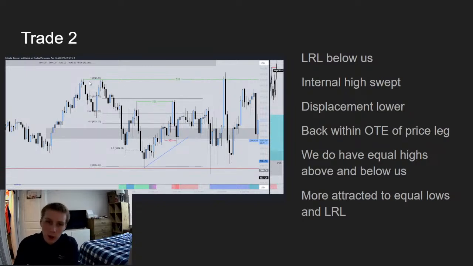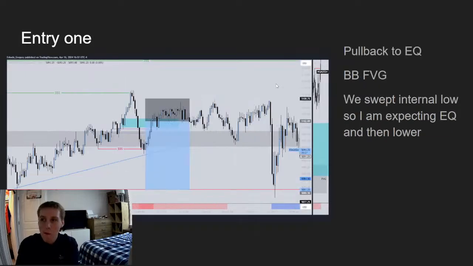We do have equal highs nestling above us here. And we also have equal lows below us. I believe we also have an S&P at the highs, S&P at lows. I really want to see these equal lows before I see these highs, though.